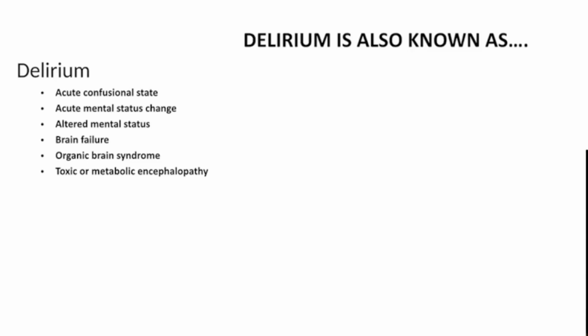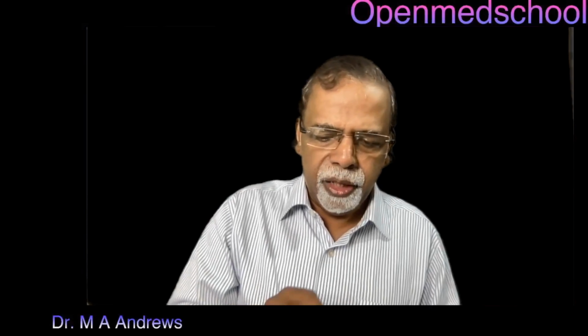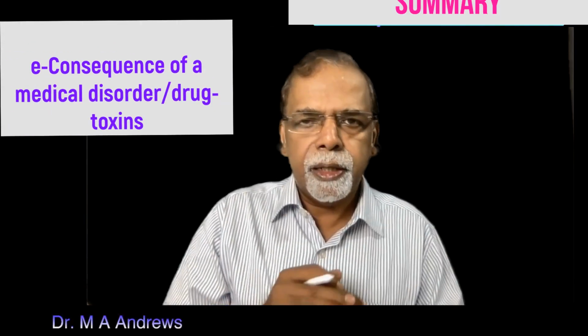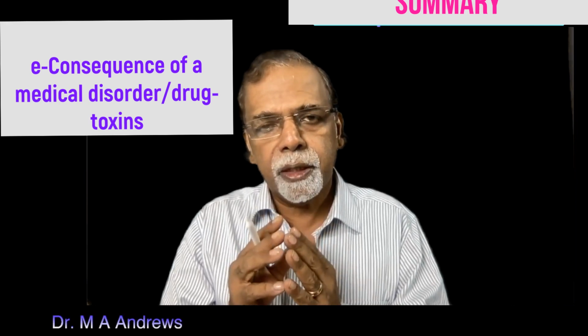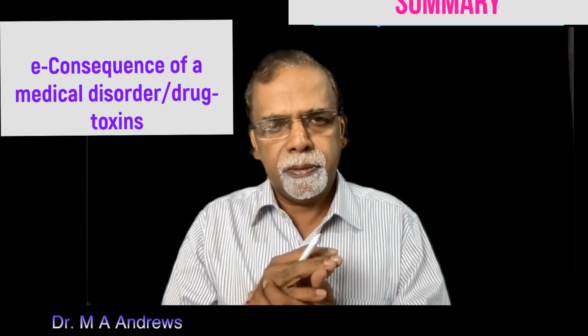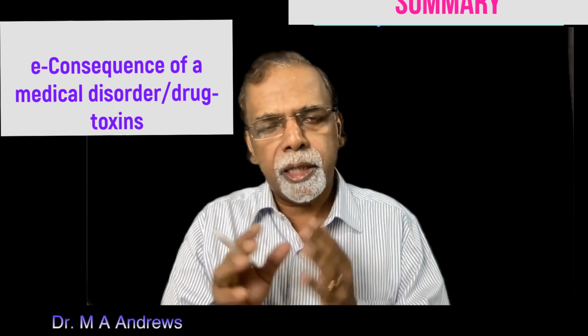Delirium is sometimes called acute confusional state, acute mental status change, altered mental status, brain failure, organic brain syndrome, toxic or metabolic encephalopathy. All these are the same. So today we have discussed delirium. Delirium is a direct consequence of a medical disorder. You have to treat the underlying medical disorder rather than treating the symptoms of delirium.